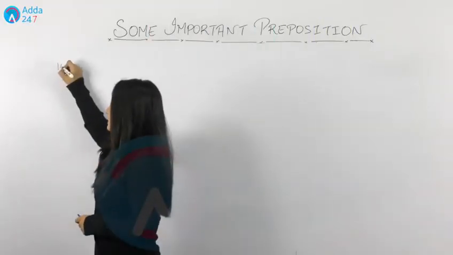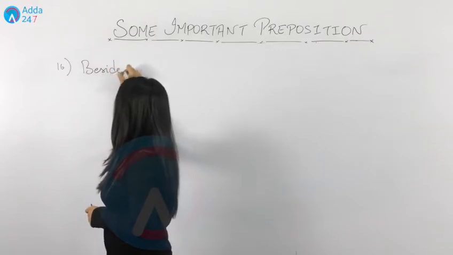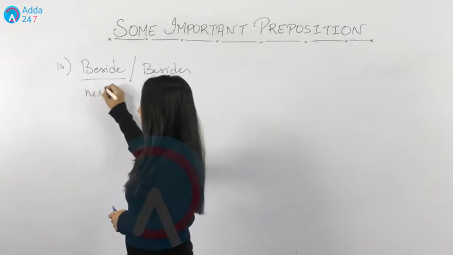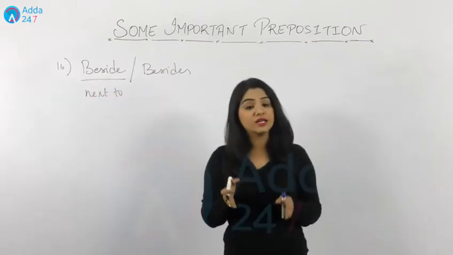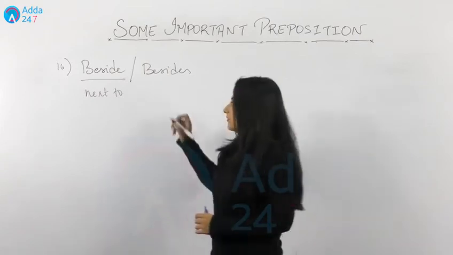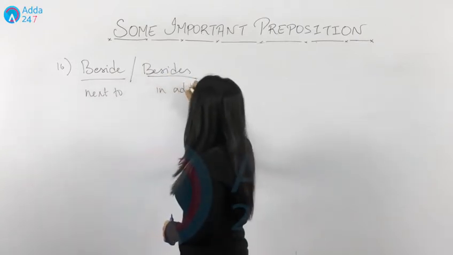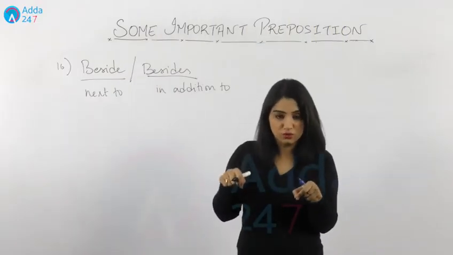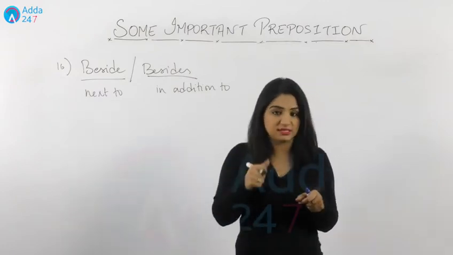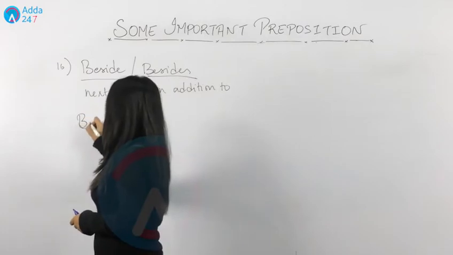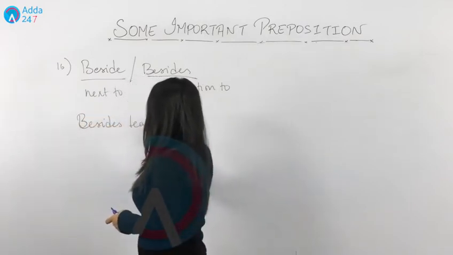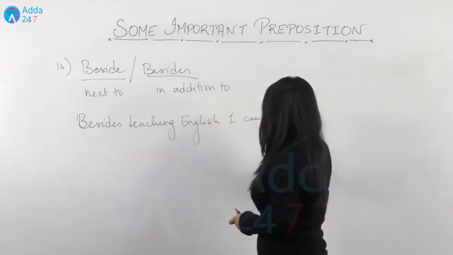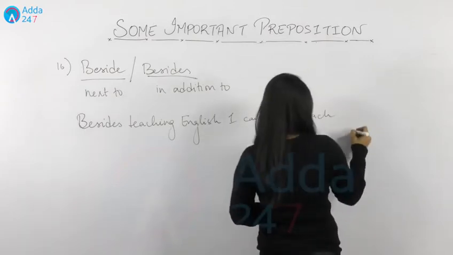Next is the 16th one, and it is the difference between beside and besides. When I say beside, it means next to, which means you are defining a position just next to you. But if I say besides, it means in addition to. When you want to add something to what you have already mentioned, in that condition, what you use is besides. For example, I say, besides teaching English, I can also teach what?